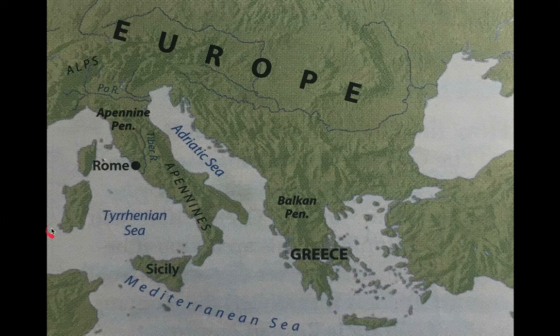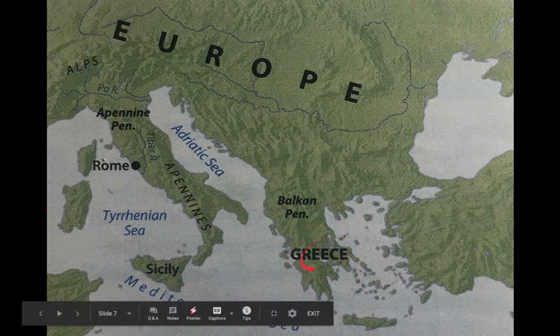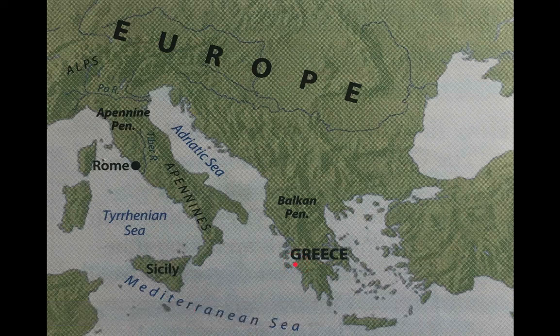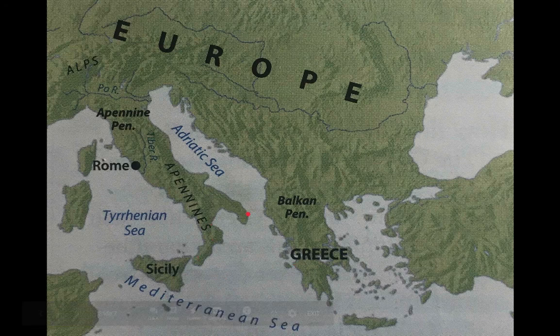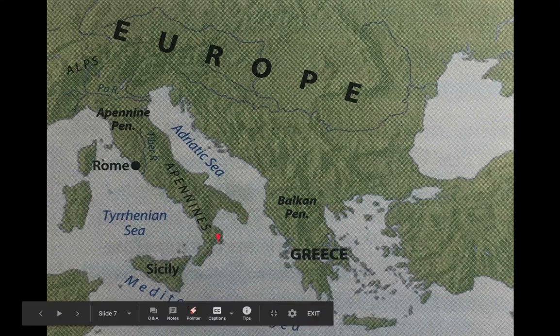Now remember, Greece is off over here to, no, sorry, I'm wrong. Greece is off over here to the east. And so it wasn't that big of a deal to get on a boat and leave Greece and come down and settle here in the southern part of the Italian peninsula, the Apennine Peninsula, or even to settle here on the island of Sicily.